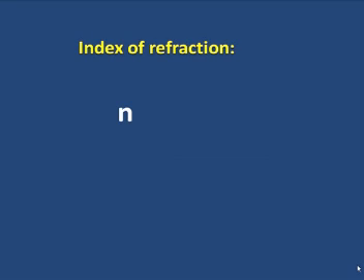The index of refraction is given the symbol n, and it's defined as the speed of light in a vacuum divided by the speed of light in any medium. So for example, if the index of refraction for glass was 1.5, that would mean that light is 1.5 times faster in a vacuum than in glass.